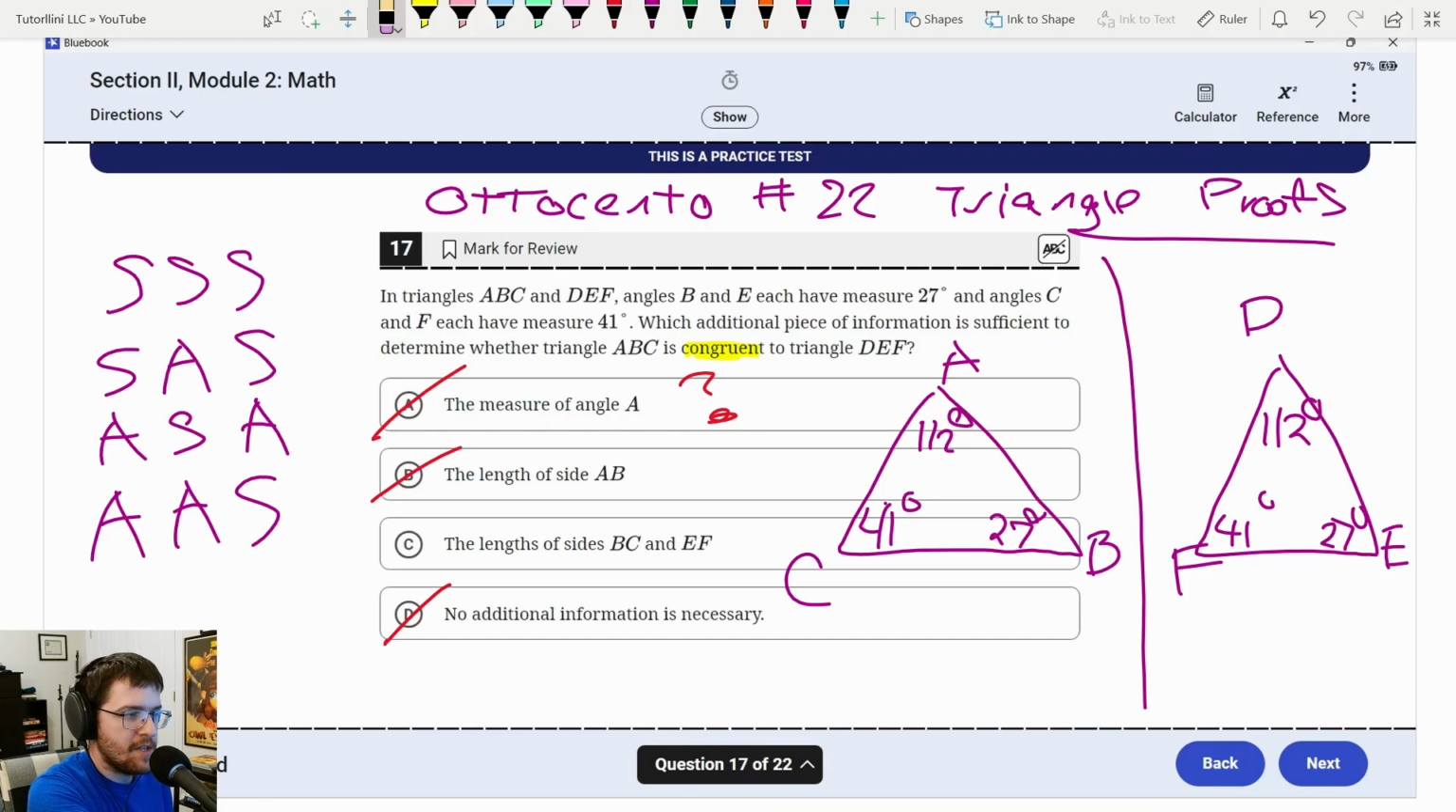So choice C says the lengths of sides BC and EF. Let's say they were equal. They were both 5. Well, then we would be in business because I have angle, side, angle, and then the exact same thing over here. Angle, side, angle. 41 and 41 are the same, 5 and 5 are the same, and 27 and 27 are the same. So C gives us congruence by angle, side, angle, and that is our answer.